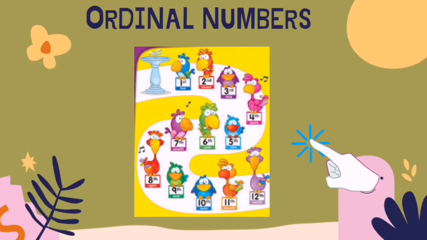The last and final type is ordinal numbers. What are ordinal numbers? Yes, first, second, third, fourth, fifth, sixth, seventh, eighth, ninth, 10th, 11th, 12th, 13th, 14th. It will go like that. These are all ordinal numbers. In English, we also use ordinal numbers.